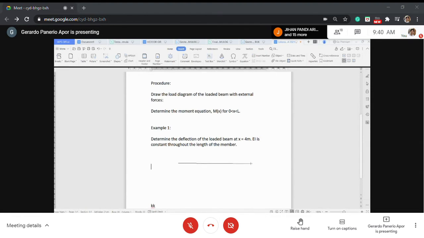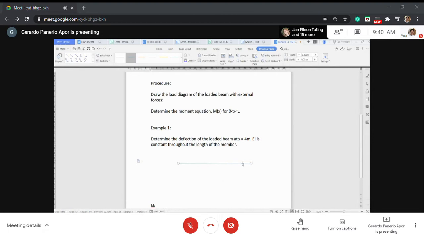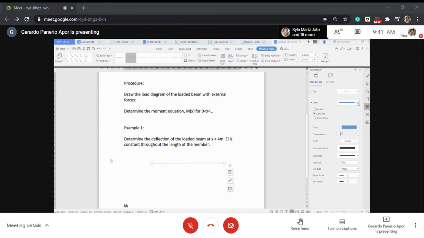Okay, this is the beam. What I will do is I will just change color. That's the beam, format object. Then I will change the color and size so that it will really appear as a beam. So the line is that one. And then the color, I change to black. And then the size maybe a lot bigger. Okay, so that's the beam.